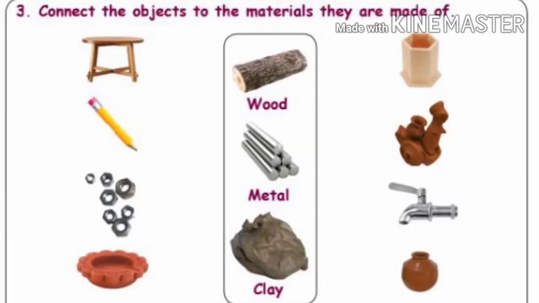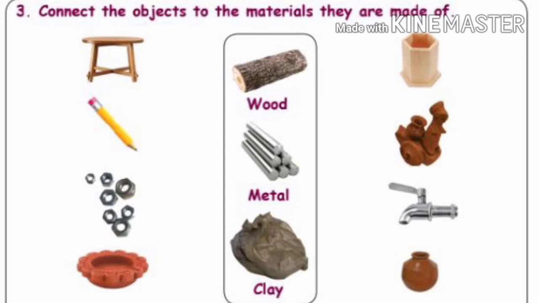Children, in this activity, you have to connect the objects to the materials they are made of. First, they have given three columns, isn't it, children? 1, 2, and 3. Now, first see the second column, children. In this column, they have given the materials. What are the materials they have given? Wood, metal, and clay. In the other two columns, they have given the things. First, you observe all the things on this page and find out which material they are made of. Now, shall we join the materials, children?